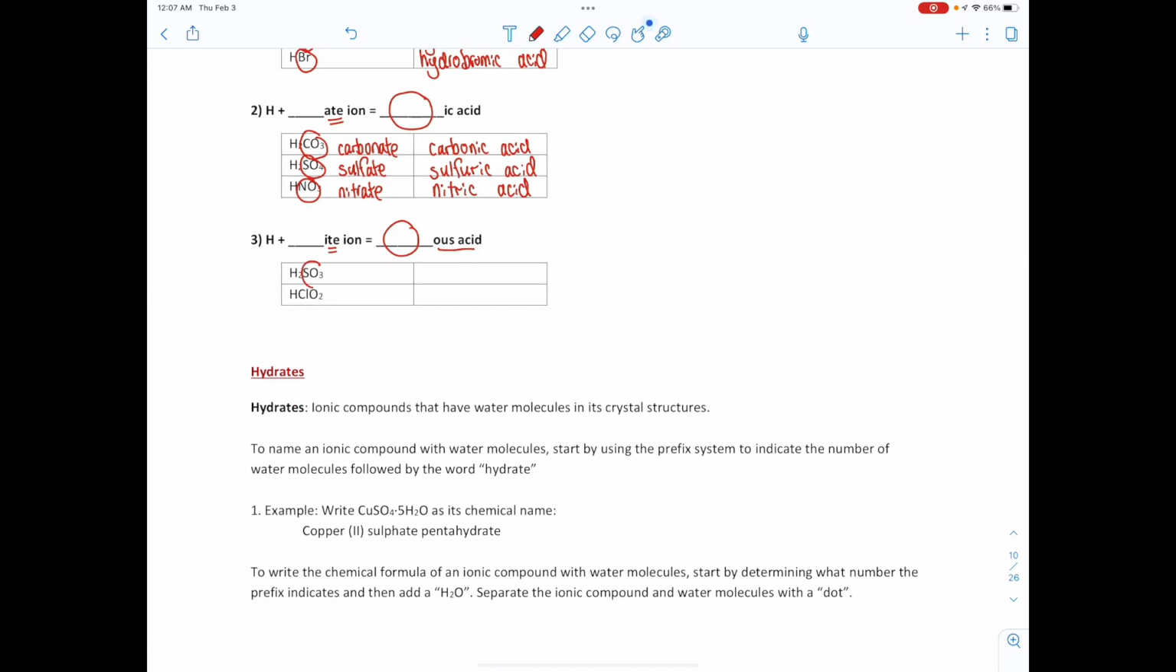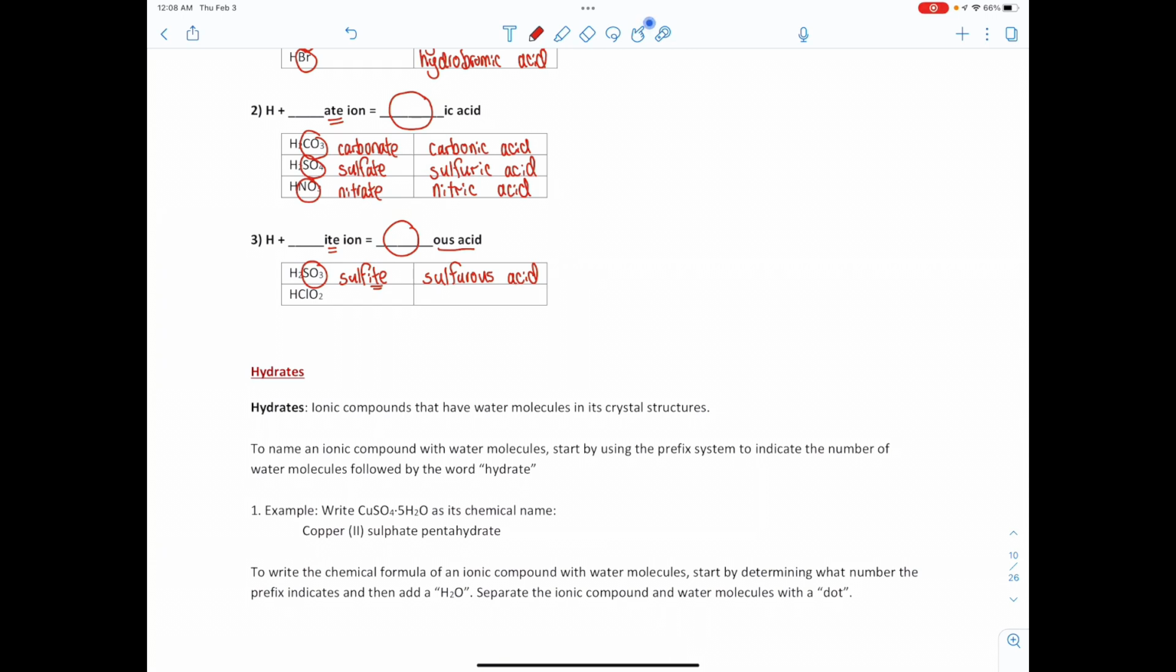So we have SO3, this is sulfite. So this is an ITE ion, sulfite. And when we combine it with an H, we're going to have sulfurous acid.